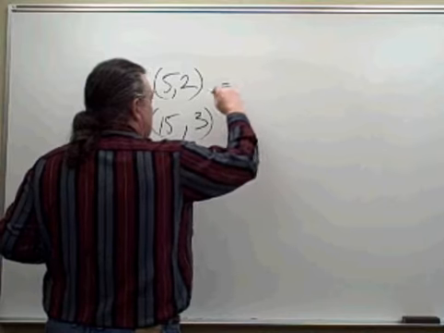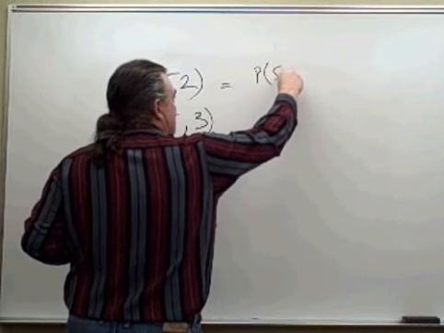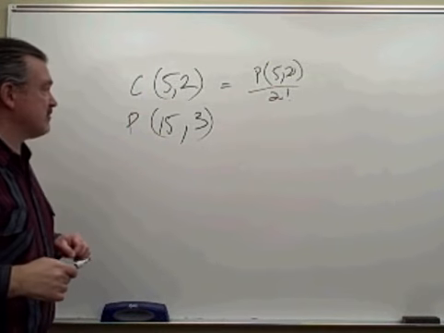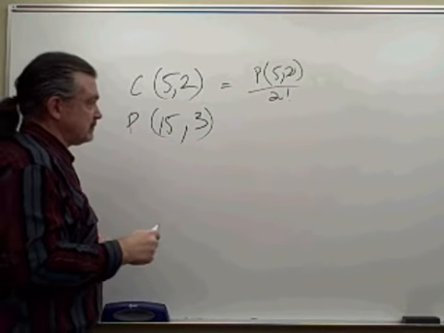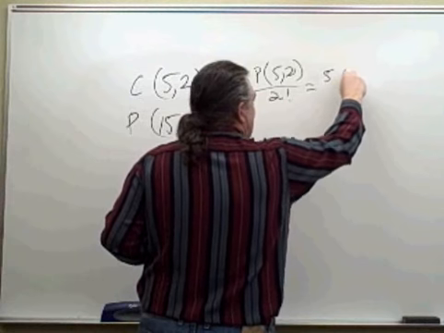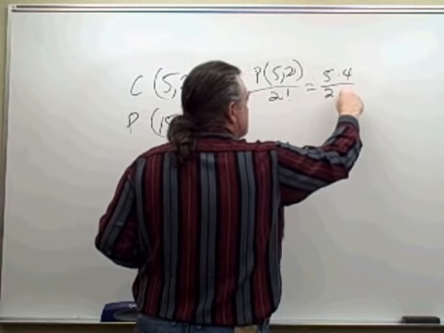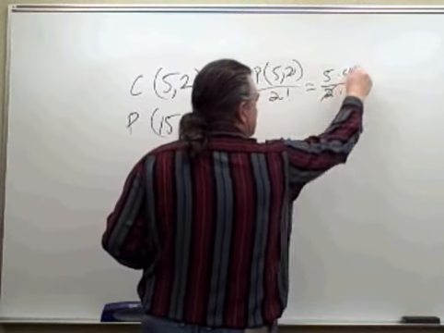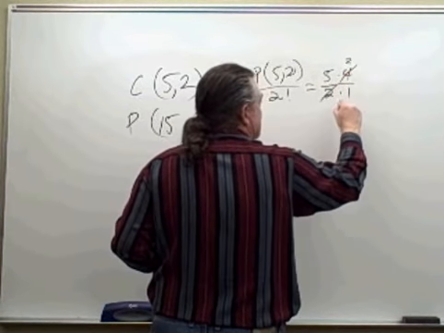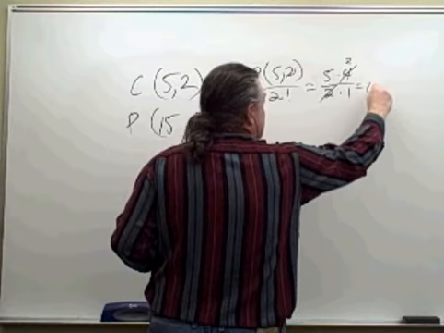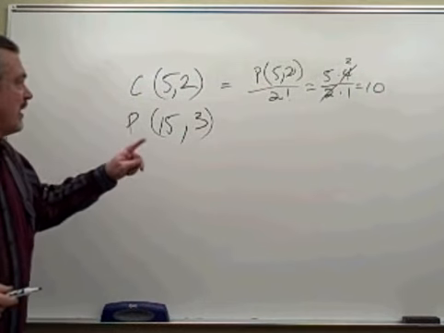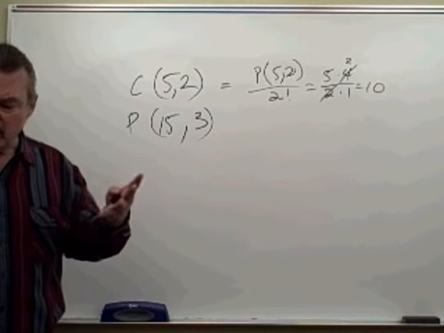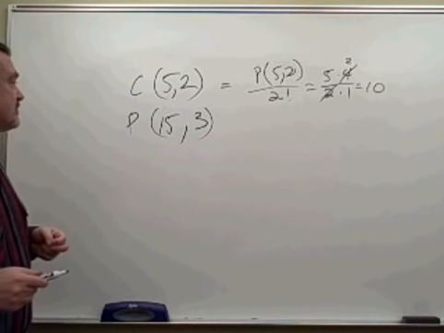So this would be what? Remember how to do a combination? You do the permutation and divide it by the factorial of the number of items you're selecting. So that would give us 5 times 4 over 2 times 1. And 2 goes into 4 2 times, so there would be 10 ways that you could select those 2 people out of the 5 to go as delegates to that conference.